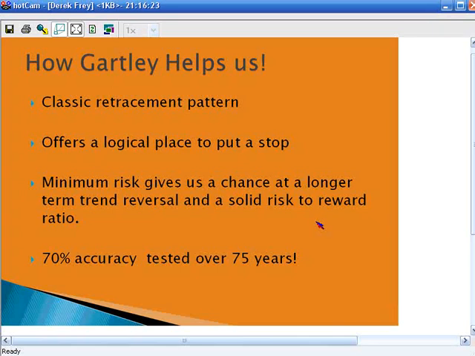Well, this takes that away. You're not guessing about where you're putting your stop. It's telling you where to put it. Not only is it telling you where to put it, but it's telling you why you're putting it there. Most important is why. If you have a strong enough why, then when things don't look right, it's okay. You don't feel panic. You don't feel crazy because you know why you're doing it. Minimum risk gives us a chance at a longer-term trend reversal and a solid risk-reward.